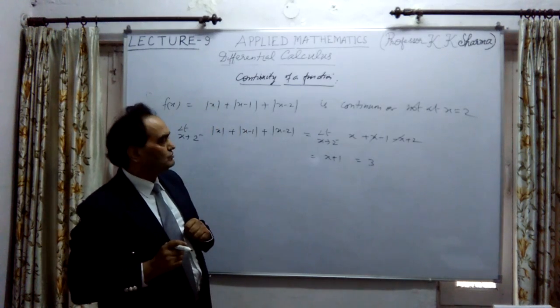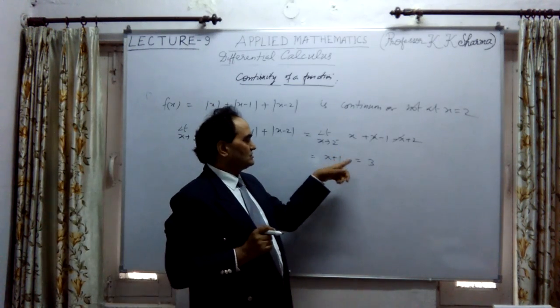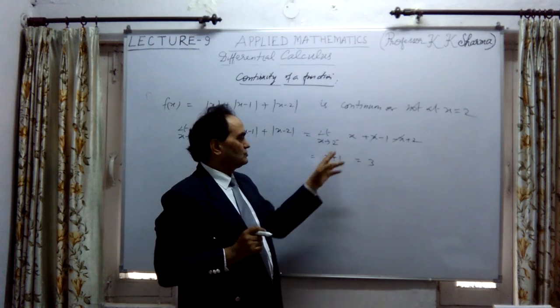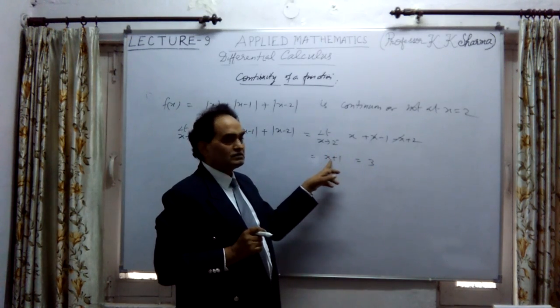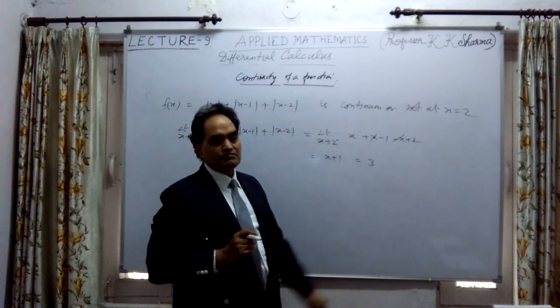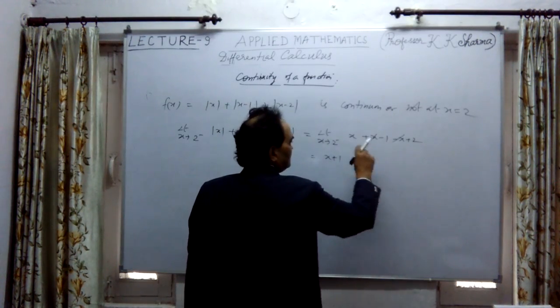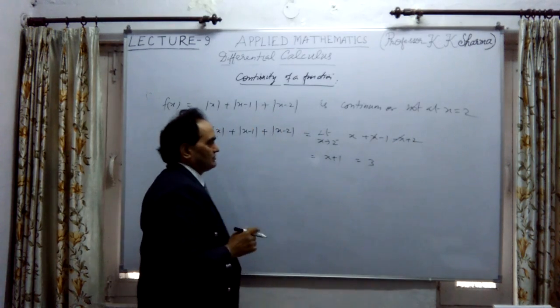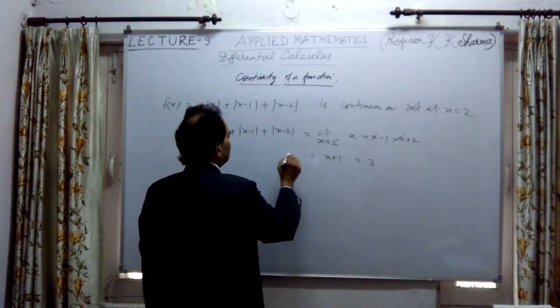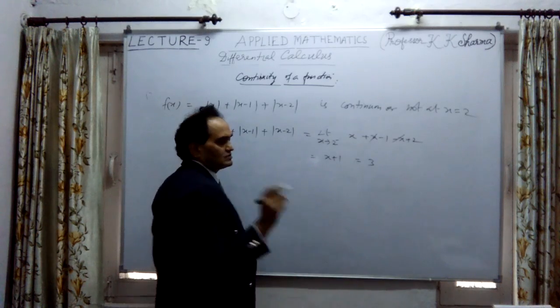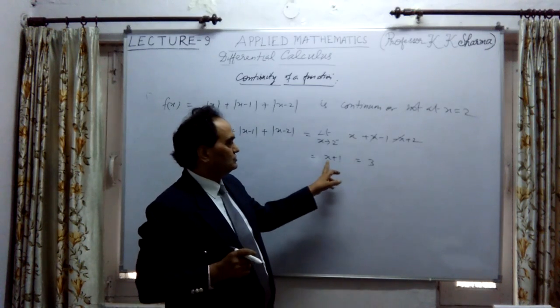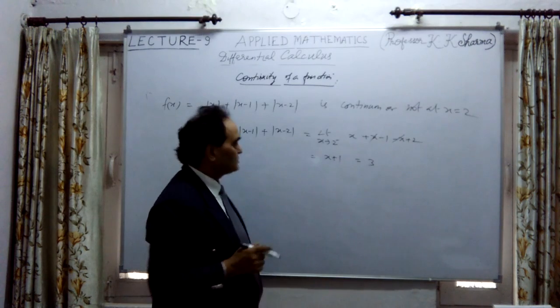x tends to 2 minus h, so when h tends to 0, 2 minus h, 2 plus 1 is 3. So this is x plus 1, that means 3, when we have applied x equal to 2 minus h, h tends to 0. So 2 plus 1, 3. Alright, this is the left limit.